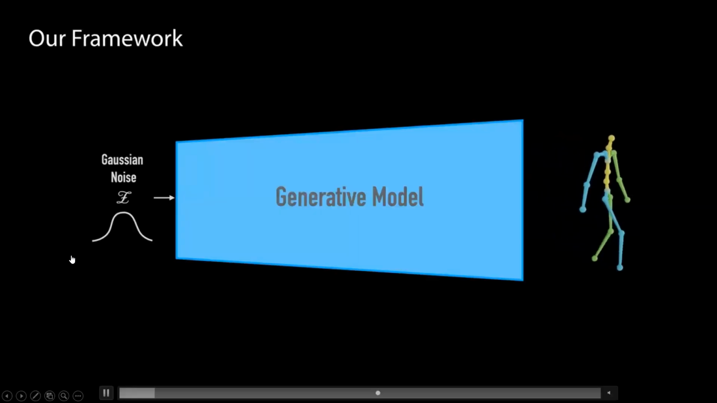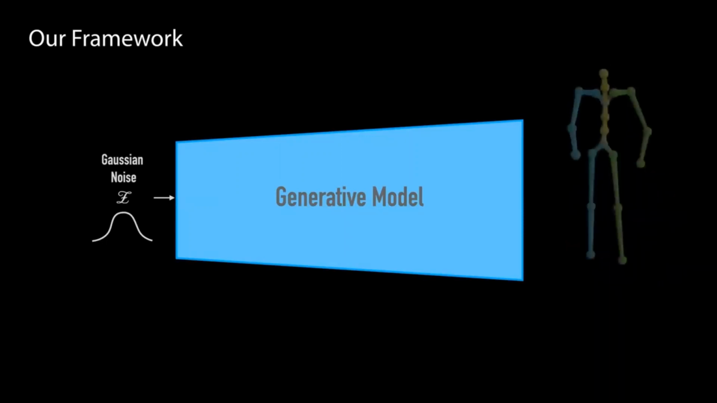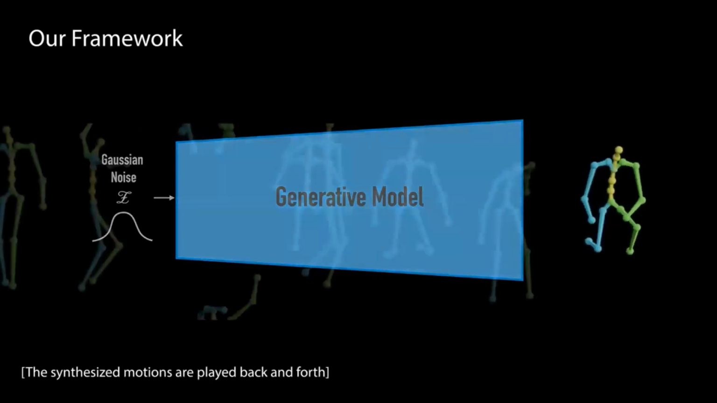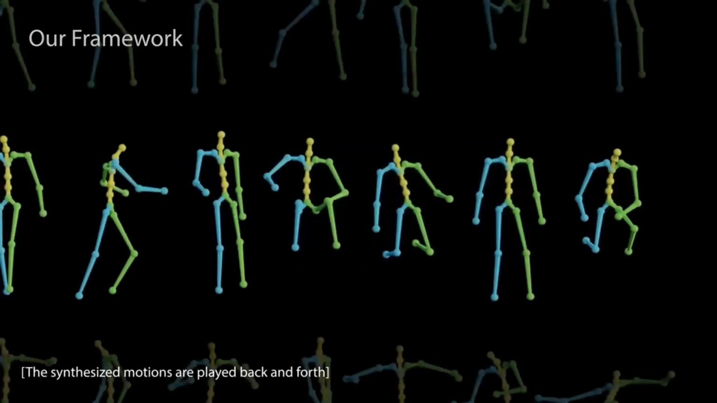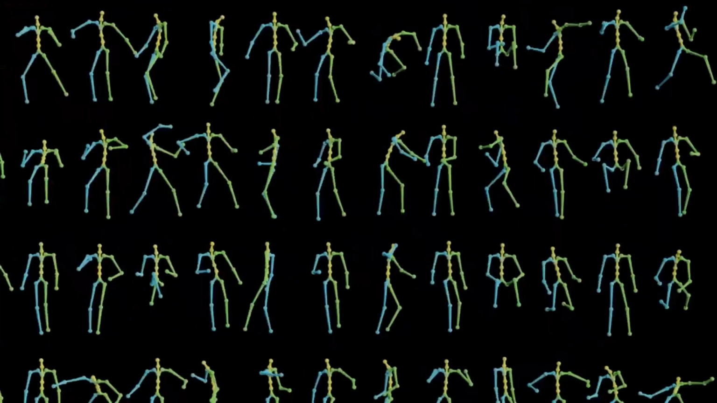So the authors propose MoDi, an unconditional generative model trained in a completely unsupervised setting from an extremely diverse, unstructured, and unlabeled motion dataset. Given Gaussian noise, the model generates various and natural human motion sequences like this.